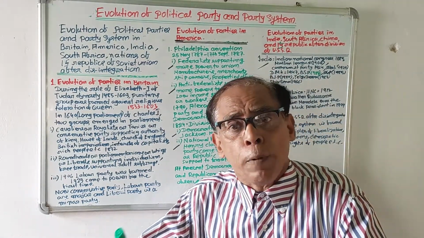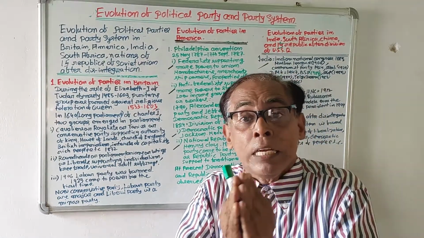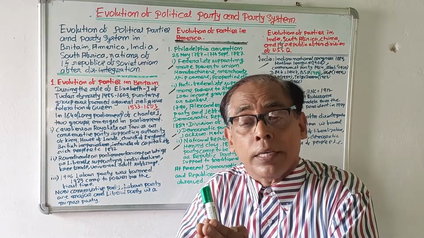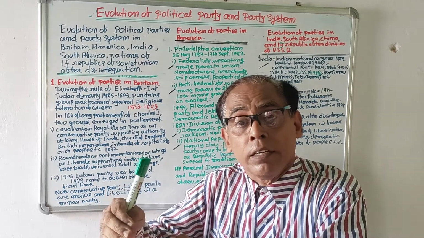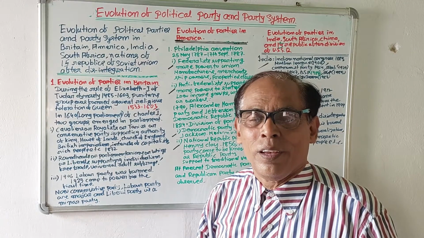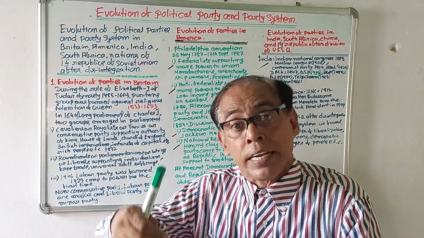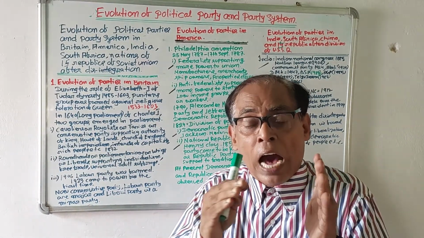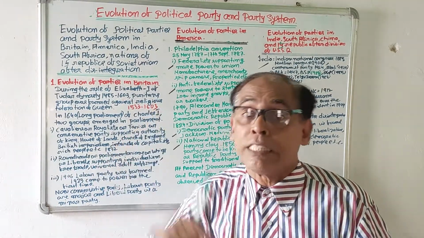So when did these political parties originate? Britain was the first country where political parties originated, in the 17th century. And America was the second country where political parties originated, in the 18th century. So first of all, let us look at how political parties originated in Britain in the 17th century.